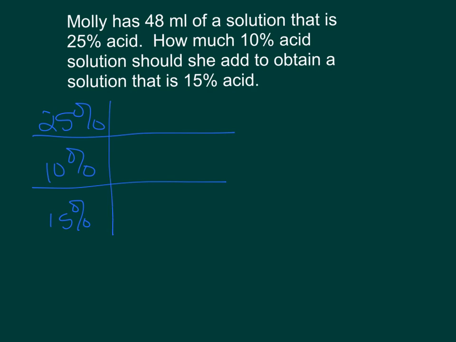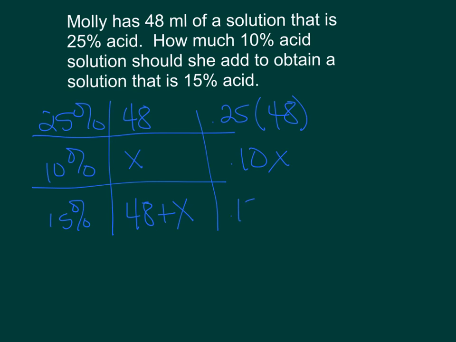Okay, so let's see here. How much of the 25% do we have? We have 48 milliliters. How much of the 10% do we have? Well, we don't know, so that's going to be my x. And then my mixture of 15%, we're going to have the 48 that we had originally plus whatever we add, so we have 48 plus x. Okay, so we're ready to multiply our percentages, and remember, you need to change your percents to decimals. So it's 0.25 times 48, and it's 0.10x, and it's 0.15 times 48 plus x.